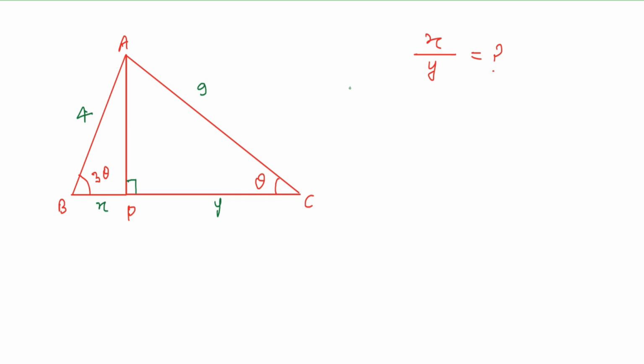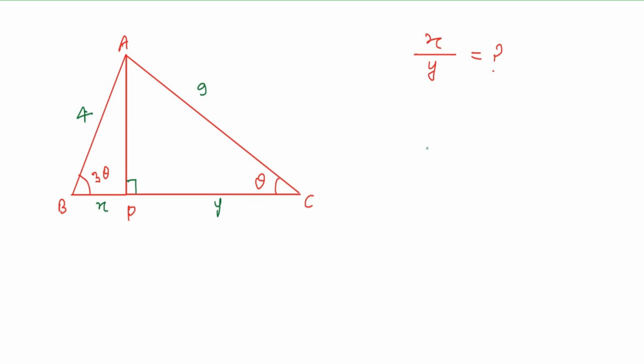So the statement of the question is like there are two right angle triangles, APB and APC. Angle P is 90 degrees and angle B is 3 theta, where the angle C is theta. Side lengths AB and AC are 4 and 9 units respectively. Similarly, side lengths BP and PC are x and y units respectively. So here we have to find out the ratio of x and y.